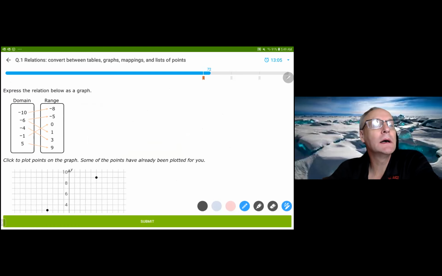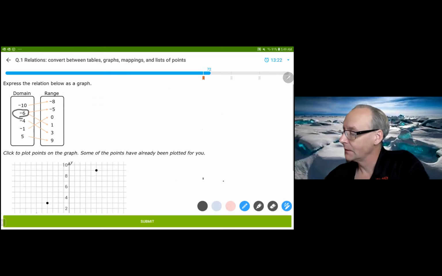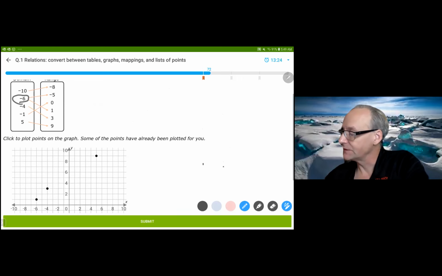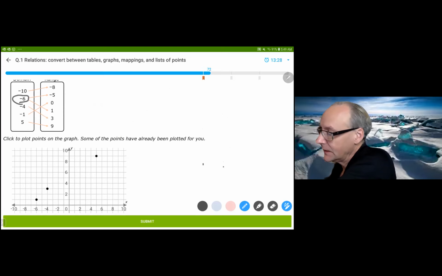All right. Express the relation as a graph. Now we can see that the relation is not a function because of what number? That guy right there is giving us the problem, isn't it? That -6 is going to have 2 different points associated with it. So we have to be careful of that. Oh man, we have a whole bunch of points. Okay, so -10, -8. I'm going to have to write them all. What a pain. Okay, so we've got -10, -8.